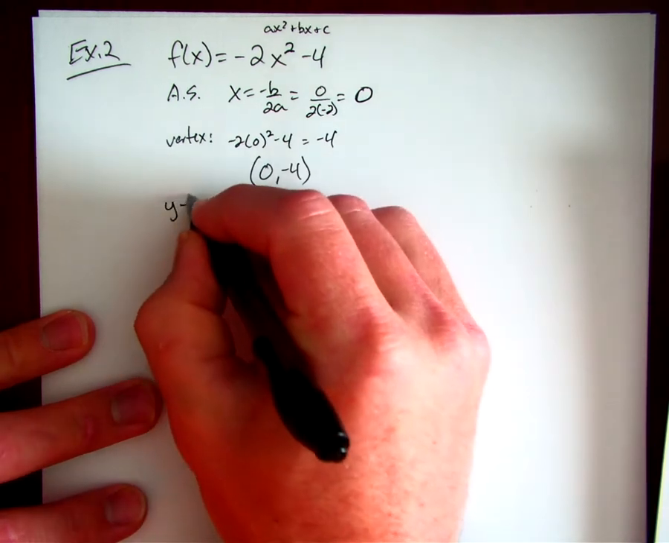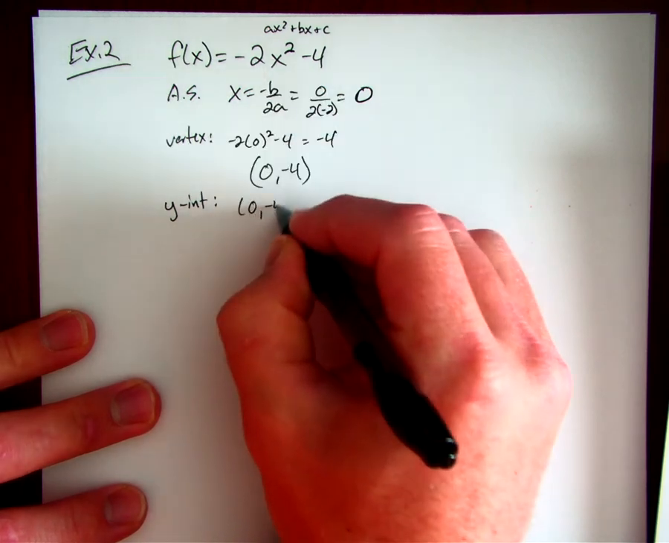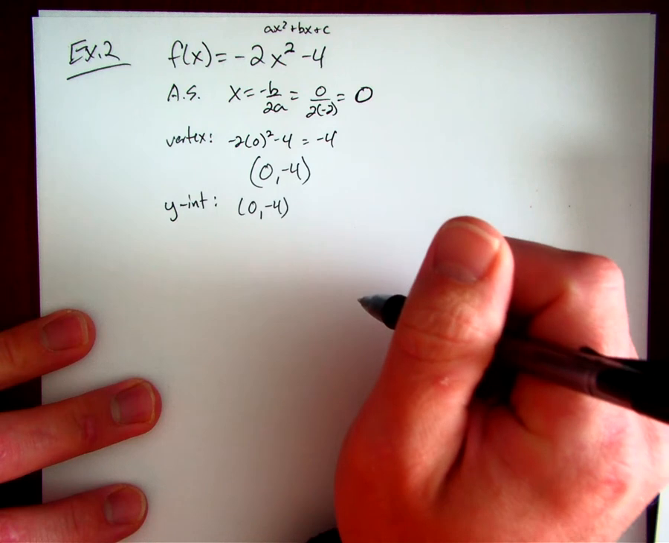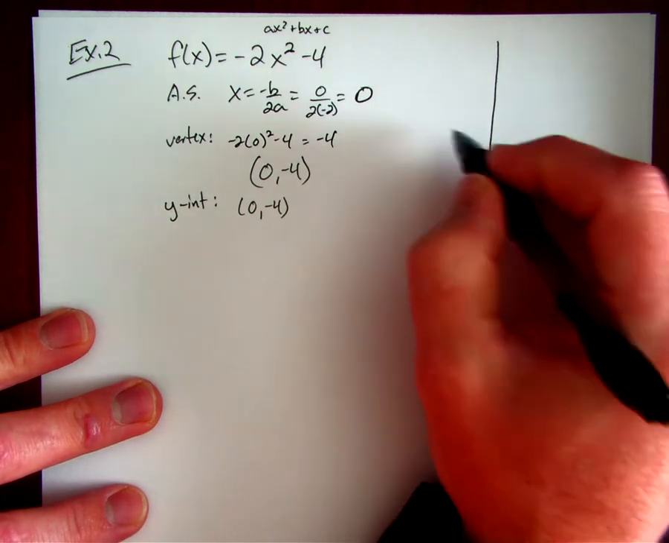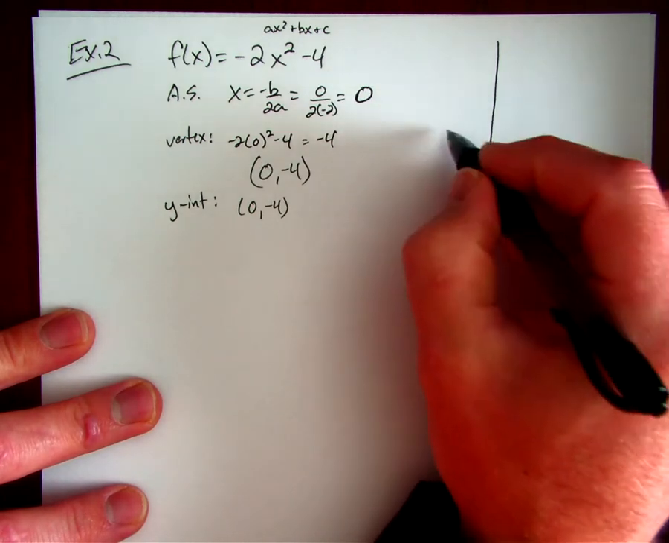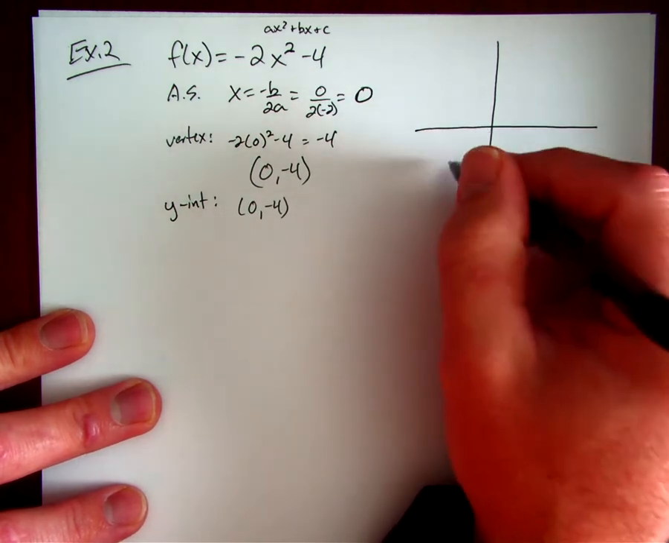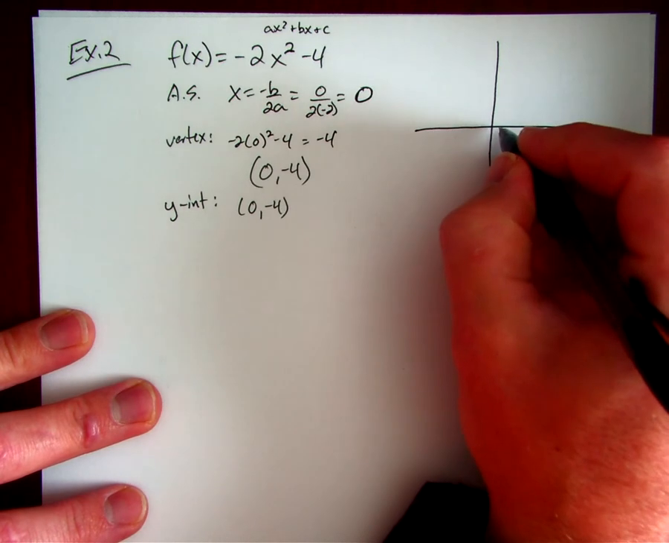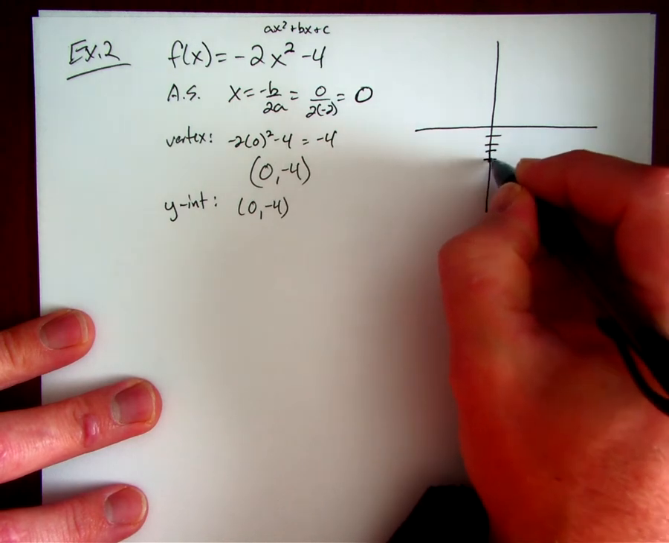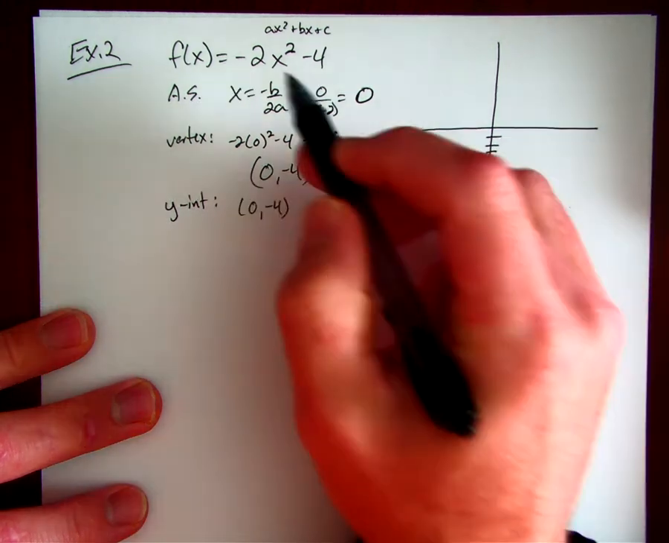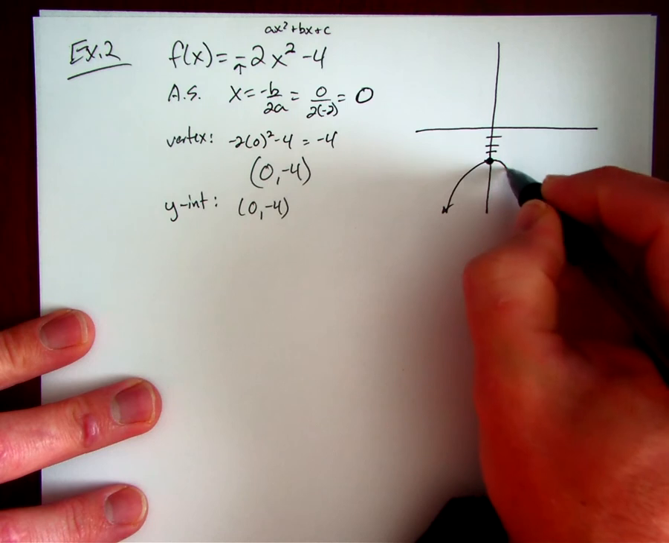It just so happens that our y-intercept is the exact same thing, because as soon as I plug in 0 for x, I'm also going to get 0, negative 4. So my vertex and y-intercept are the same. What would this graph look like? This is where I probably want you to find the x-intercepts, but I'm not asking you to, because you really don't need the x-intercepts to talk about the characteristics of the parabola that we're talking about today. So 0, negative 4 is the vertex. It's also the y-intercept. Which way does this parabola open? It opens down. So here's my parabola.